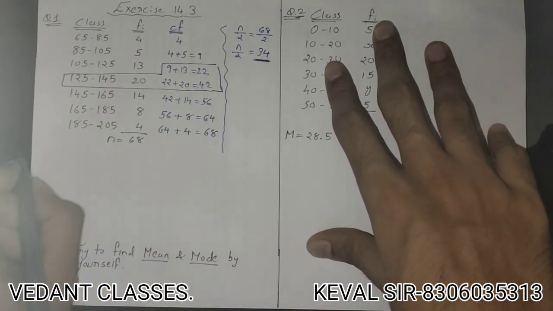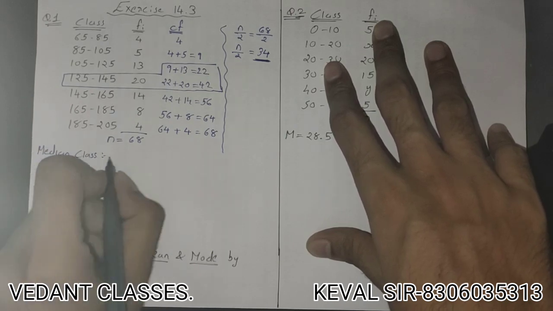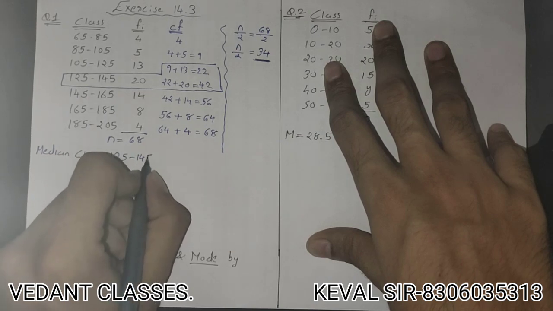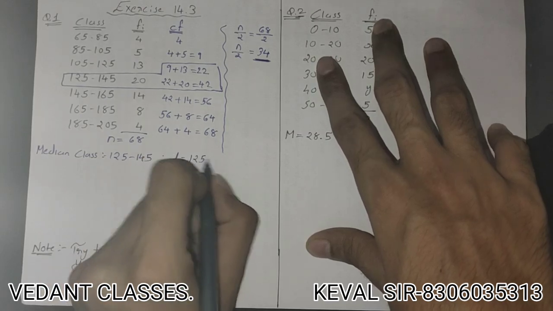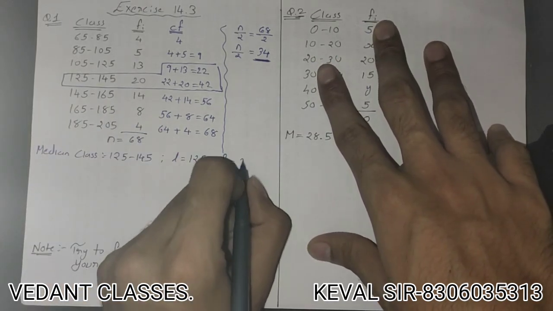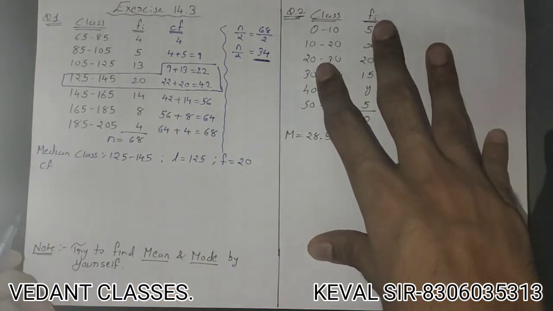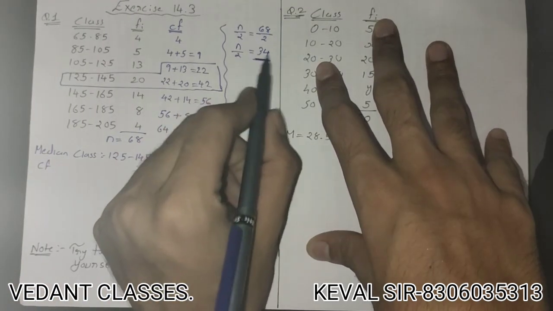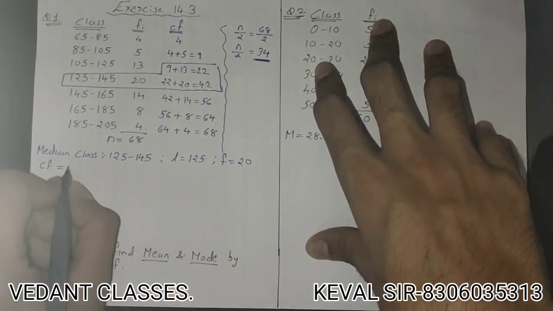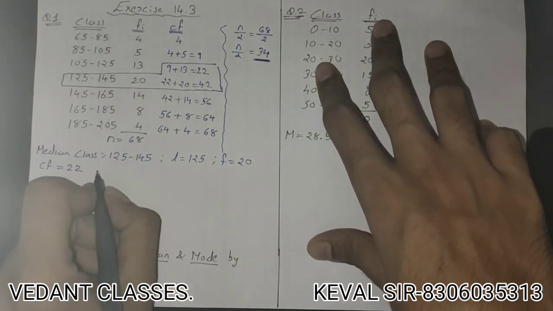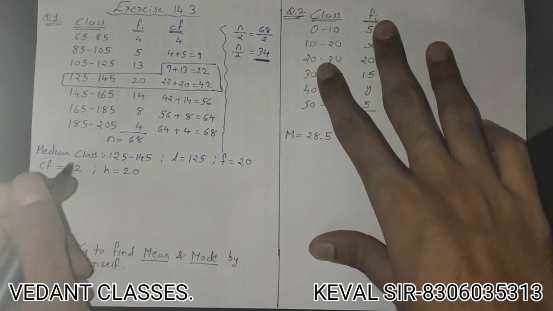Here the median class is 125 to 145. The value of L is 125, the value of f is 20. Now which Cf do you need to consider? Remember the note: Cf must be slightly less than 34. So you have to consider 22 and not 42. So the value of Cf will be 22. Here the class length is 20. So we have all the values.